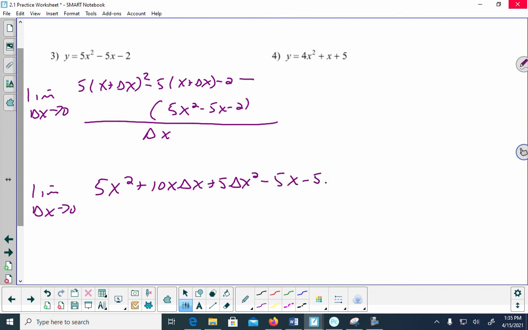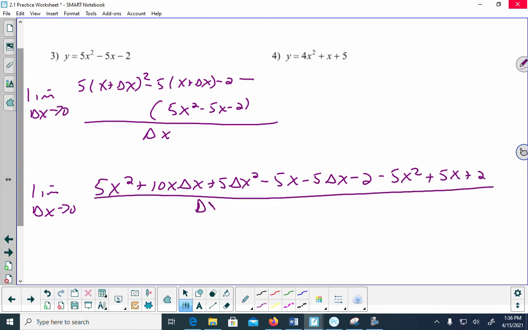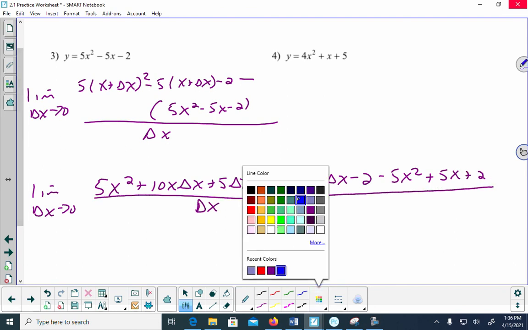Distributing the negative 5. I'm just going to keep on going and I'll worry about the next one later. Just distributing the negative sign. Then I'm going to simplify what can simplify.